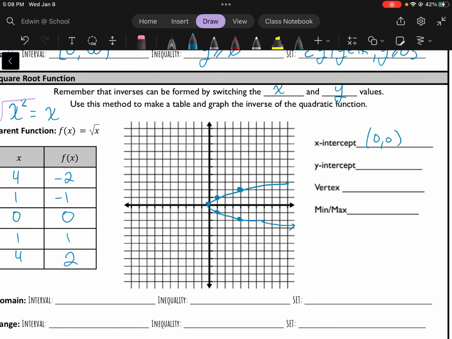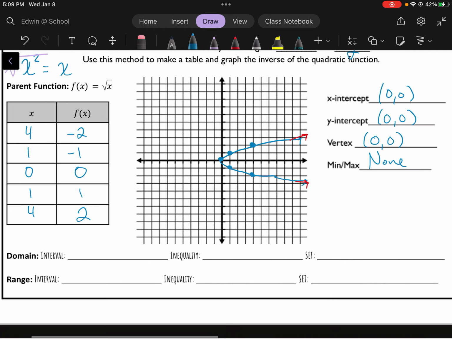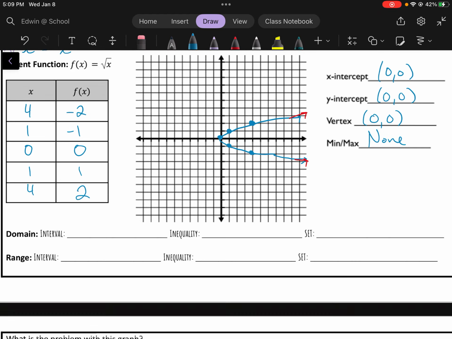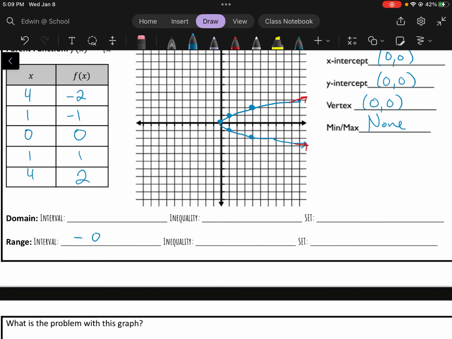You'll see that we have a lot of the same key features. We still have a vertex at 0, 0. And now for our min and max, it still goes down forever and it still goes up forever. Even though it might be a little less obvious, you can see that there's a slight slope down here. So it goes down forever and then up forever, meaning there is no min or max. Okay, so if it goes down forever and up forever, then it's easy to write the range as such. So we're just going to write down forever, which is -infinity, up forever, which is +infinity.